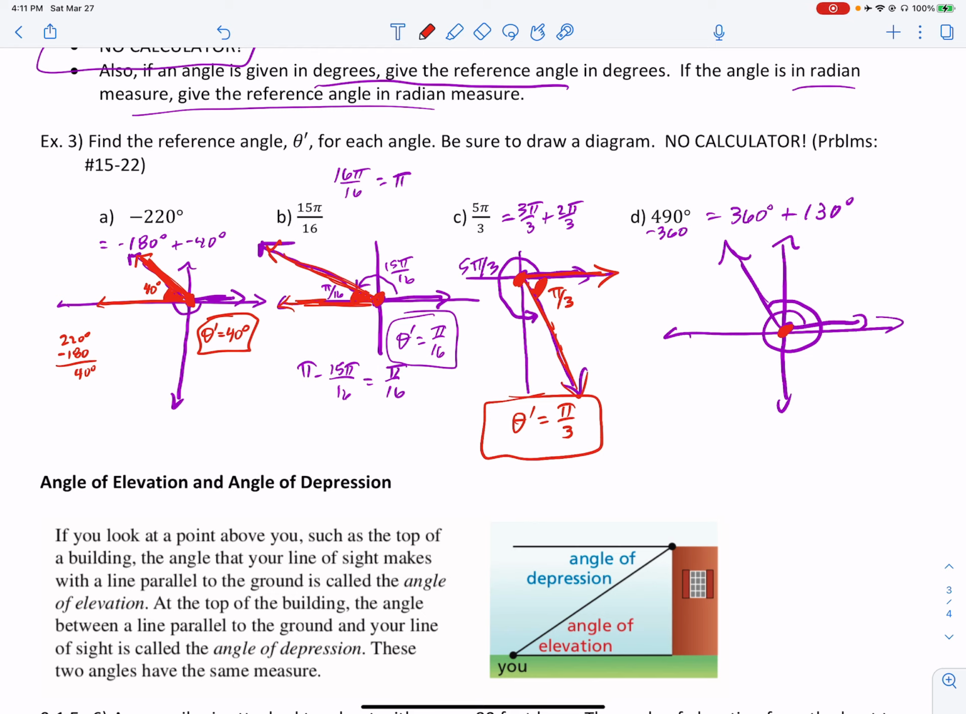uses the vertex, which is the origin, and the terminal side is one side of it, but then I need it to be used with the x-axis, either to the right or to the left. That creates an acute angle, and it's to the left. And this angle right in here is my reference angle. And so I'm thinking, oh, well, if I take 180 degrees and subtract 130, I get 50. I'm 50 degrees away from that turn of 180. That is my reference angle. So theta prime is 50 degrees. Make sure you put the degree symbol when it's degrees.